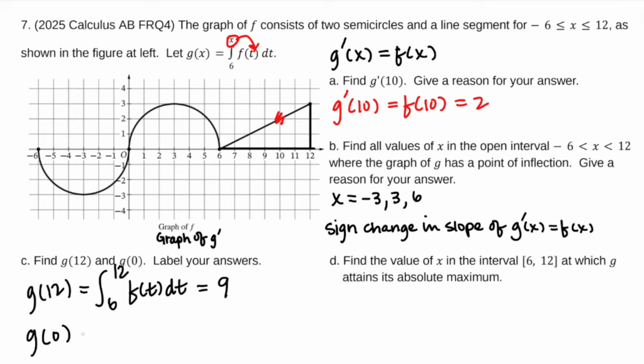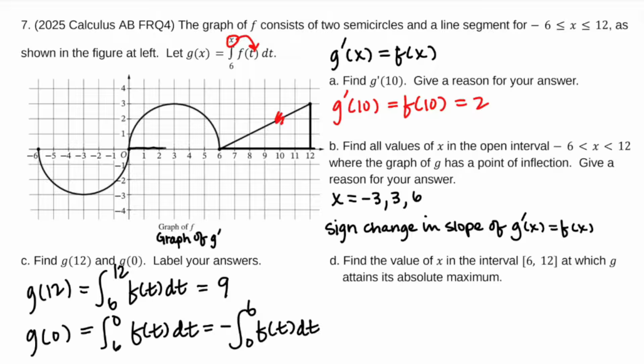And then g of 0 is going to equal the integral from 6 back to 0 of f of t dt, which is the negative of the integral from 0 to 6. And thinking about this half circle, let's see, it's got a radius of 3, and so the area of the whole circle would be 9 pi, and if it's a half circle, that would be 9 pi divided by 2. Okay, and if I'm taking the negative of the integral from 0 to 6, that would be -9 pi over 2.